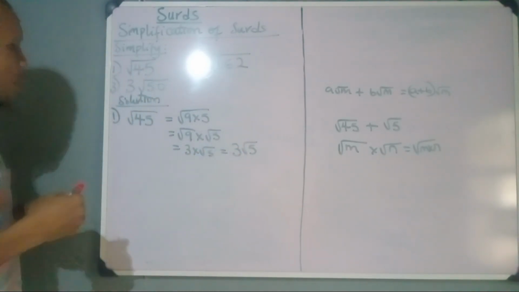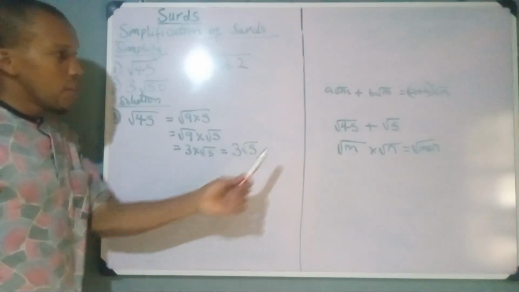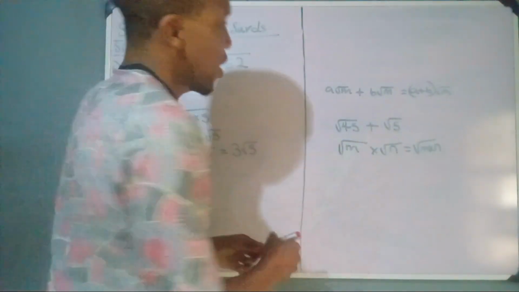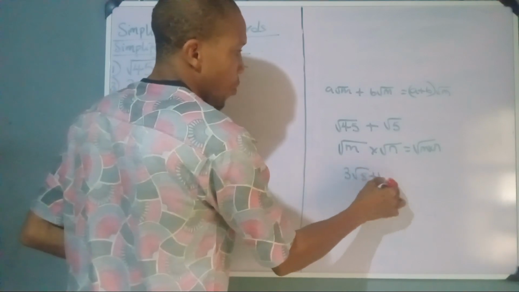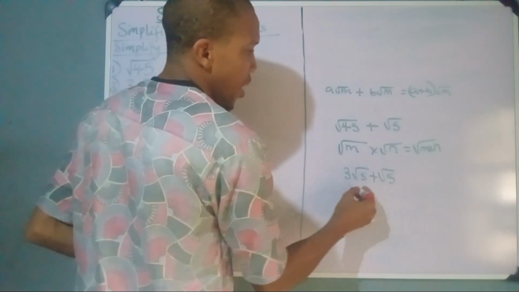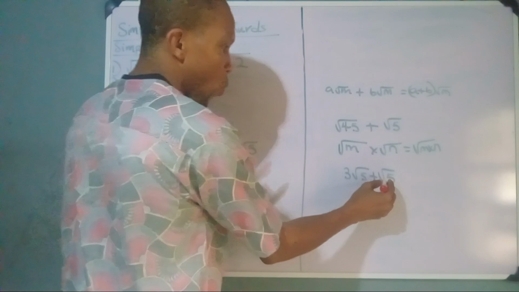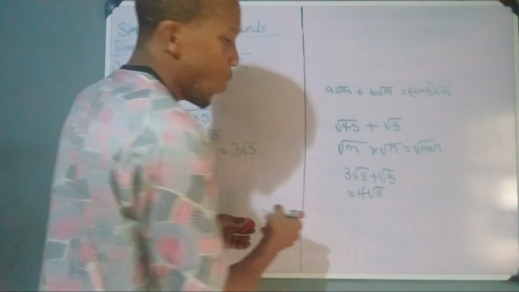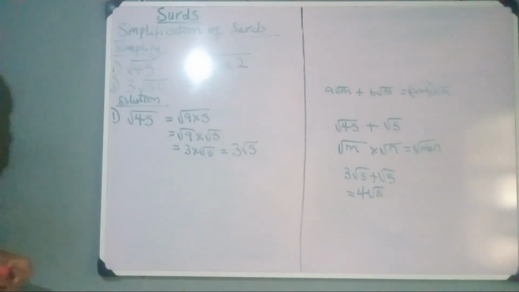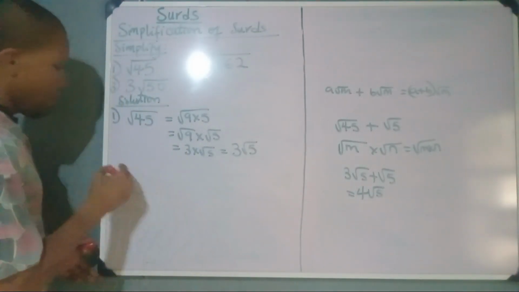You see, after simplifying it, you can realize that these two are similar surds. So this will be 3 root 5 plus root 5, and that will give you 3 root 5 plus 1 root 5. That will be 4 root 5. You see why simplification is important? Okay, now let's take other examples.